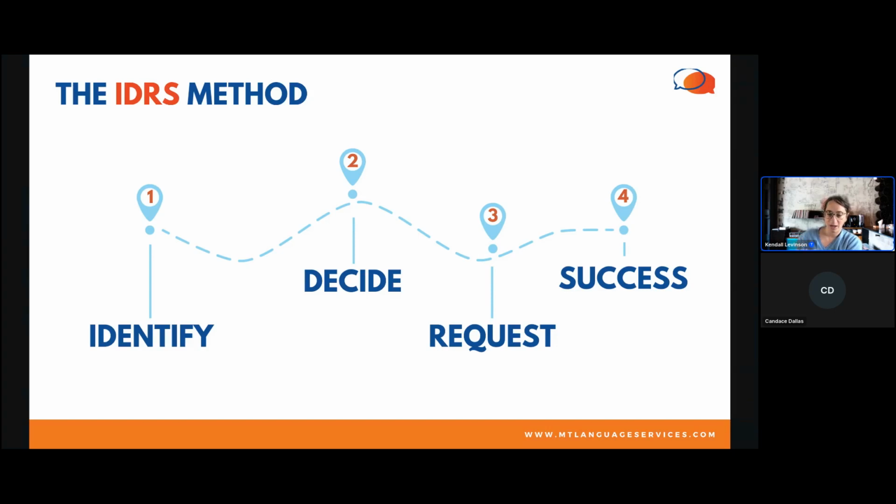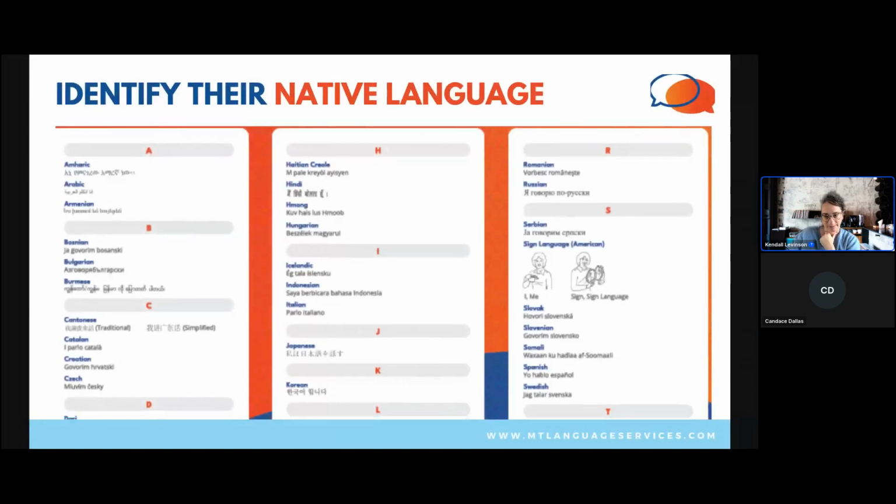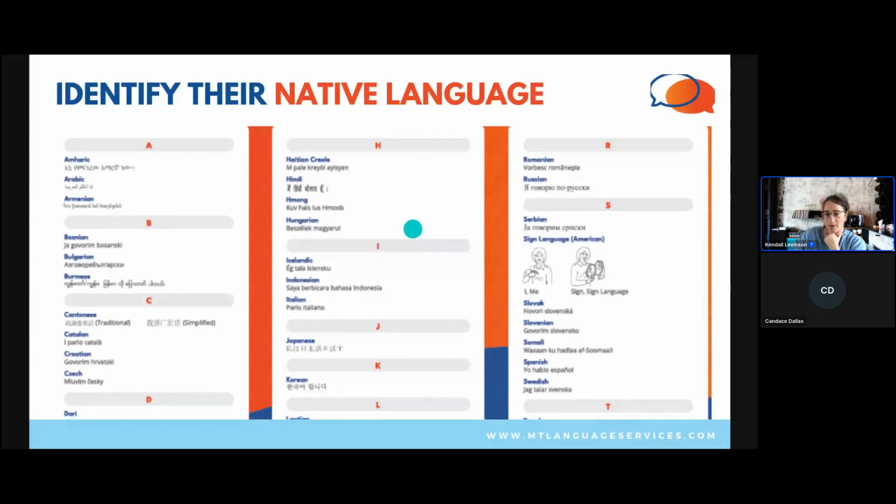So we're going to go through each of those steps, starting with identifying a speaker's native language. So I'm working on some I Speak cards right now, and on the back there'll be a standard operating procedure. But when you meet someone who doesn't speak English, the first moment can be a little bit awkward until you have identified what their language is.